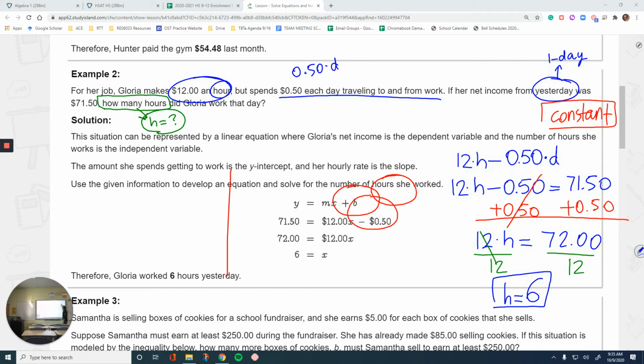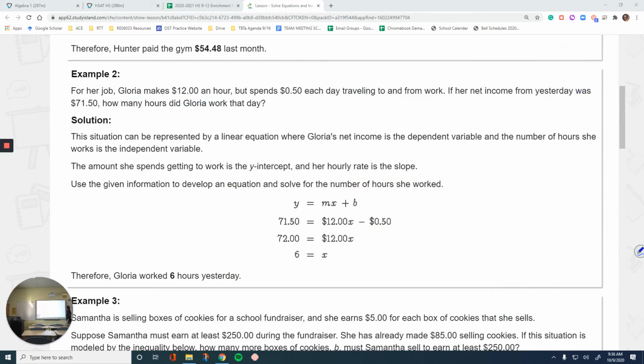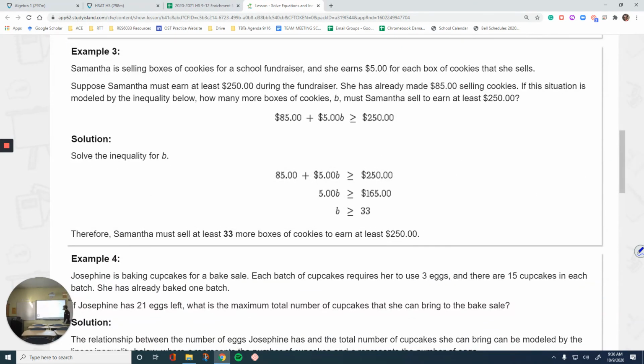But then I saw this word and then realized that they are talking about only one day, which means multiply that 0.50 by 1, that would be equal to itself. So we turned it into 0.50 only and got rid of the d. And then from there we solve the equation and get the h by itself, which was our answer. Let's move on to the next question.